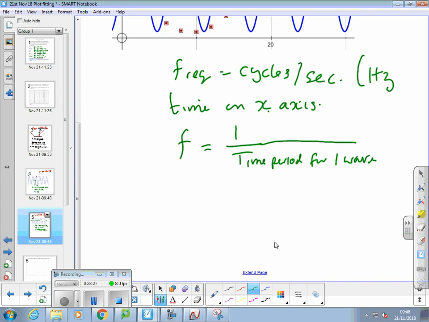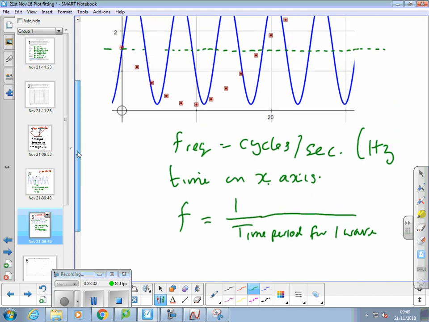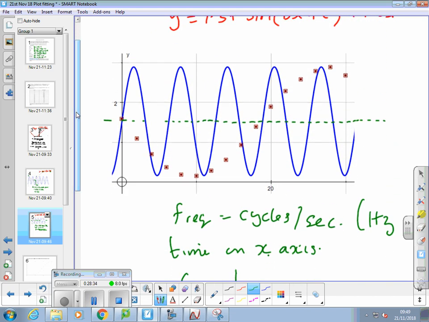Frequency is 1 over the time period. And the time period is the time taken for one complete cycle. In our data, so forget the blue line at the moment, can we determine the length of time of a complete cycle directly from the data? But what can we determine the length of time of?